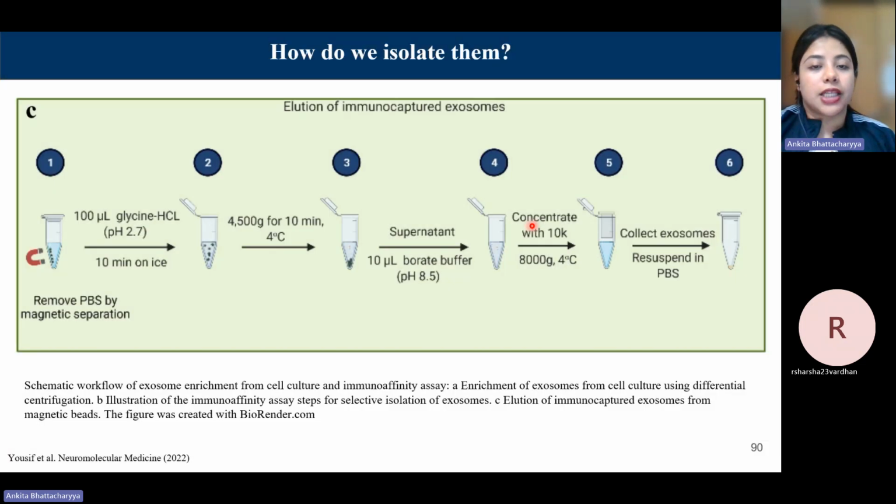Following this, the immunocaptured exosomes were supposed to be eluted, and elution in this case was suggested using glycine HCl, which is acidic glycine at pH 2.7. Then after subsequent steps, finally, you use a concentrator, and what you end up with are your purified exosomes of interest carrying the desired cell surface marker, which has been made possible because of the immunoaffinity based separation or isolation step.